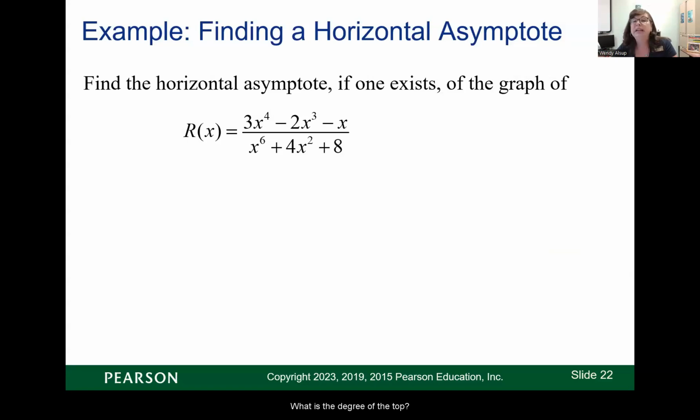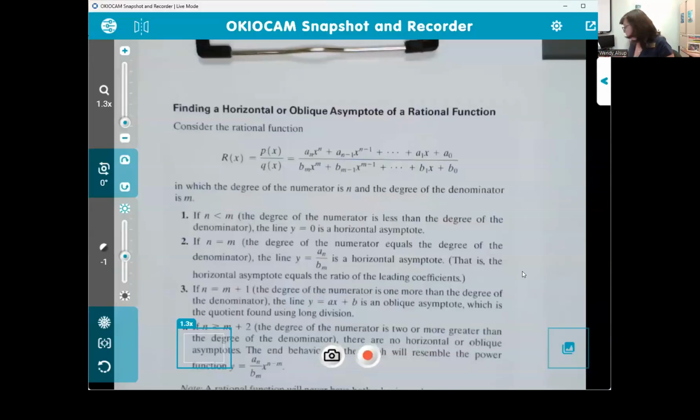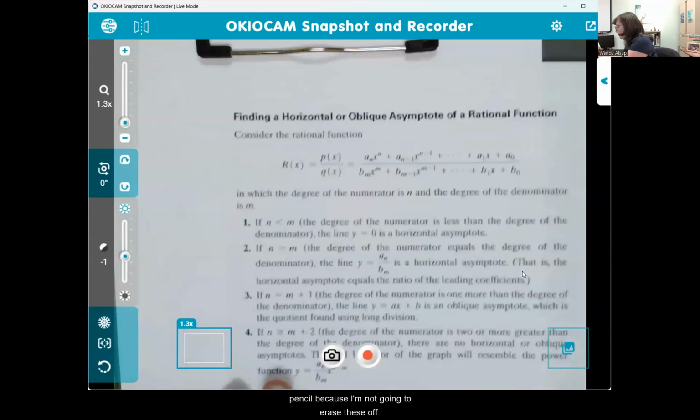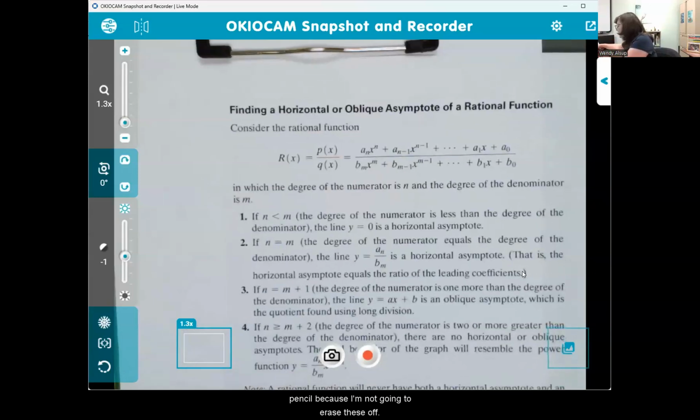What is the degree of the top? 4. What is the degree of the bottom? 6. All right, let's switch over then here to our handy dandy oblique asymptote cheat sheet. Okay, my degree of my top was 4. So put it right over here in pencil because I'm not going to erase these off.